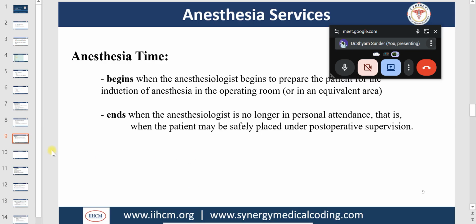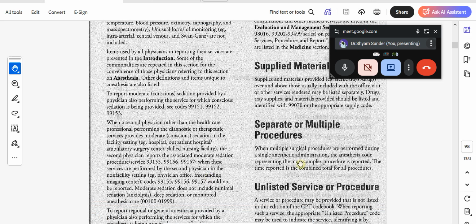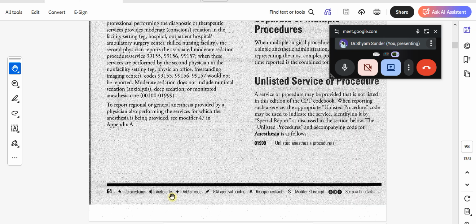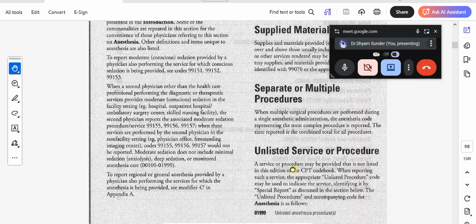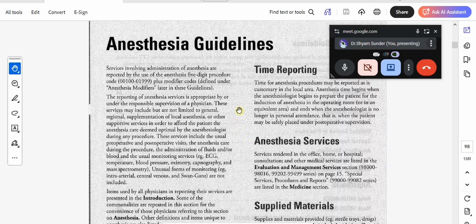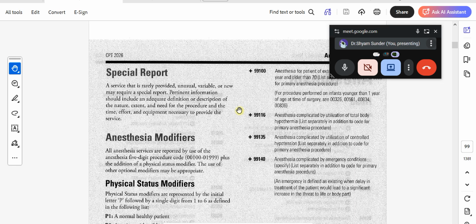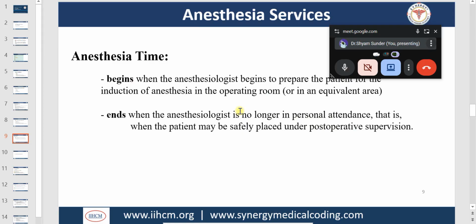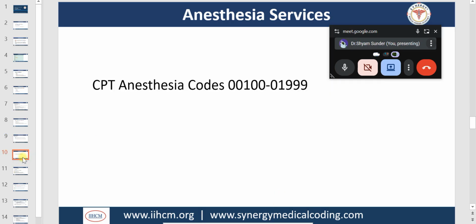Sir, what is the page number? This is 64. I mean, PDF page is 98. Okay. So for all the sections, the guidelines page is important. All right. Yes, your codes within the range of 00100 to 01999.